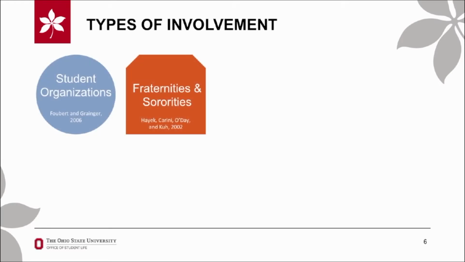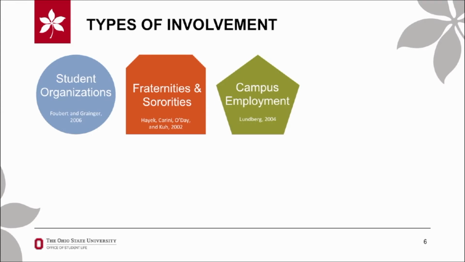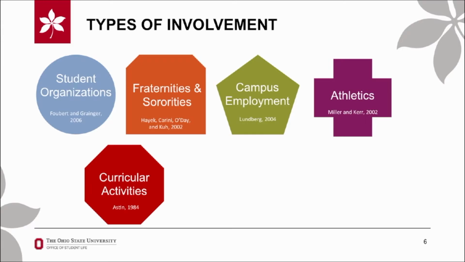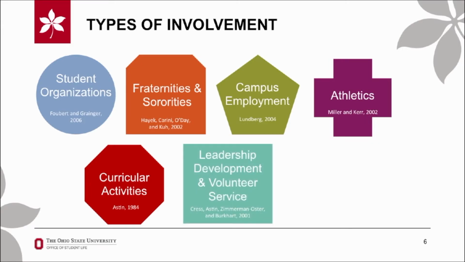Most universities offer a great variety of involvement opportunities, and scholars have measured outcomes for students who participate in them. Here are some examples, along with an article you can explore to learn more about the impact of participation in each. Student clubs and organizations, fraternities and sororities, campus employment, athletics, both intercollegiate and intramural, leadership development and volunteer community service, curricular activities like ROTC, undergraduate research and honors programs, spiritual involvement. Some scholars have also looked at the amplified effect of multiple involvements at the same time.